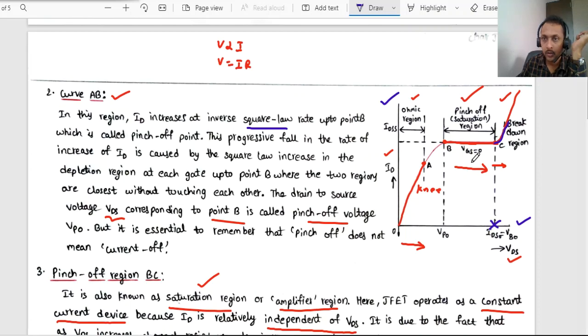Dear students, please remember, the y-axis is drain current and the x-axis is VDS. Very, very important. The x-axis is VDS.